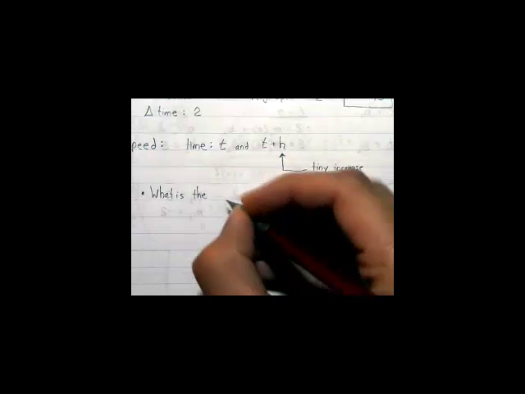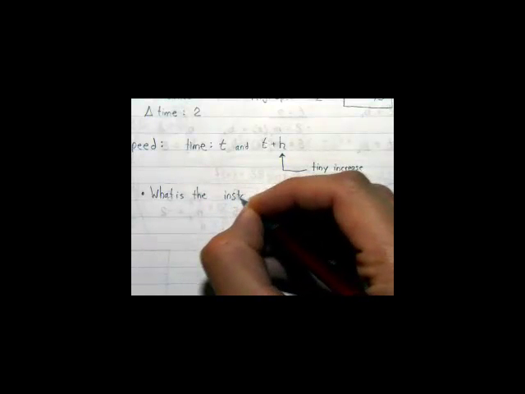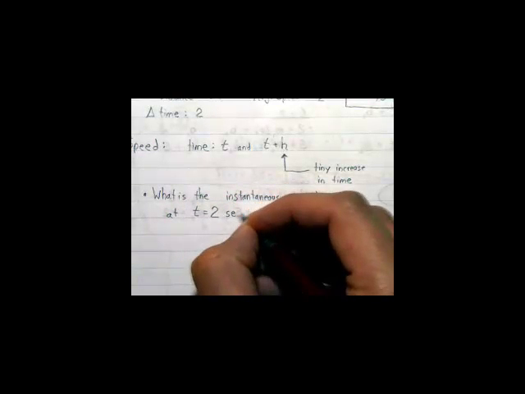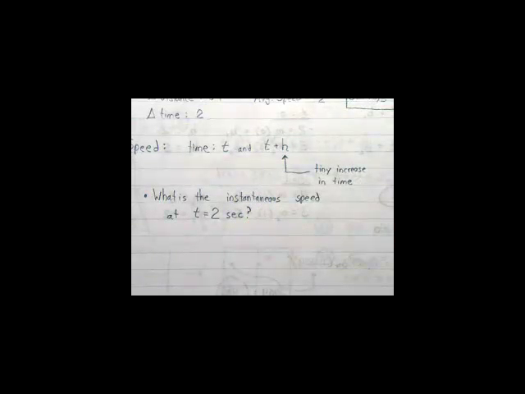So if we've got these two, let's try that same thing again. Let's see if we can answer the question, what is the instantaneous speed at t equals 2 seconds? Okay. So this whole change in distance over change in time, what is this going to look like now?